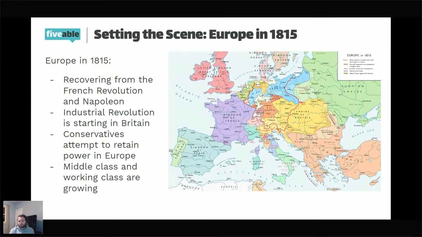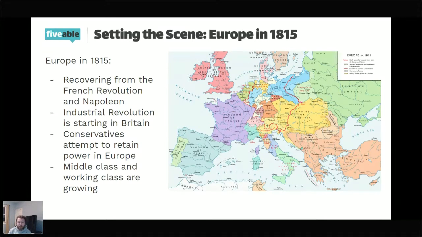And then finally, this last thing here is the middle class. The middle class is growing wealthier in the early 1800s, not really in size all that much. The middle class is still going to be a small fraction of European society, but they're getting wealthier. These are the business owners, the factory owners, the merchants. They are gaining a substantial amount of wealth, but they're not really growing in size.